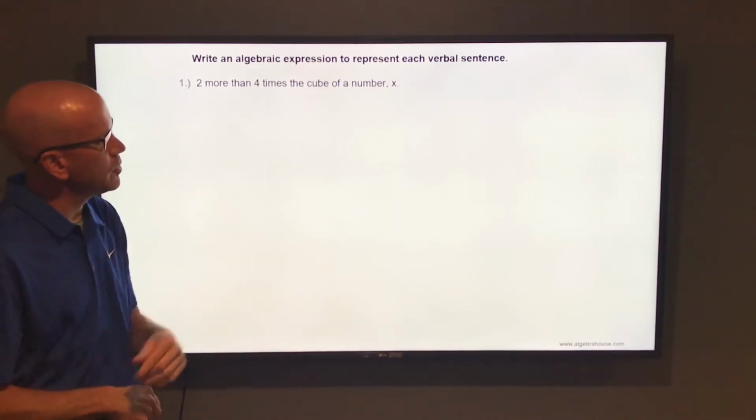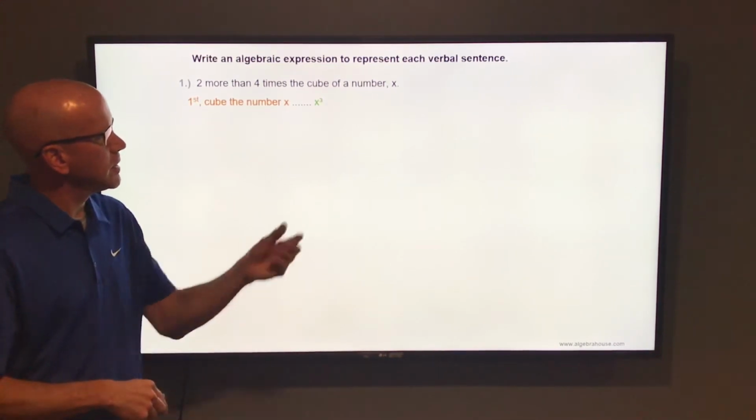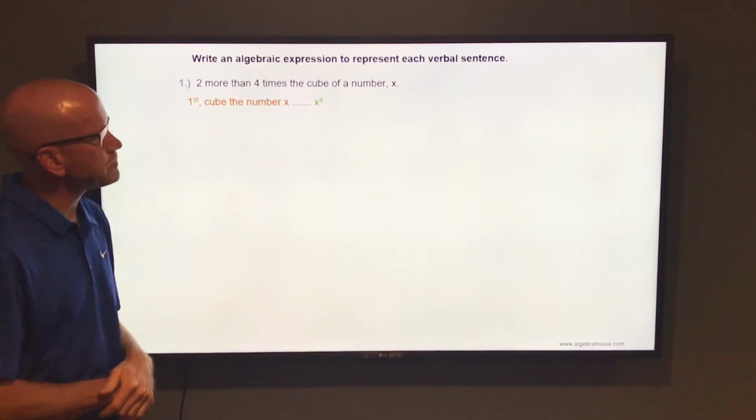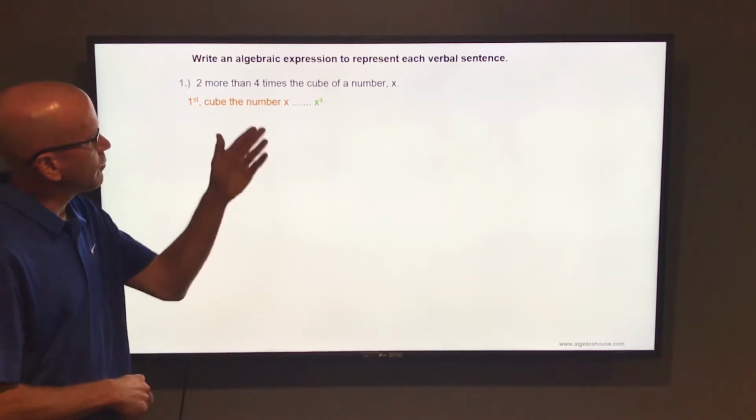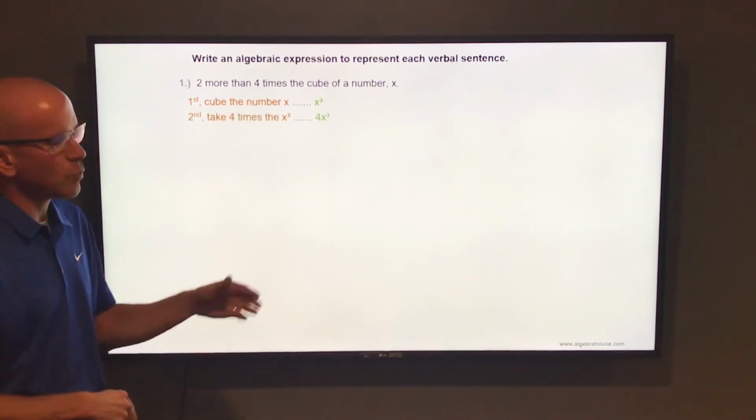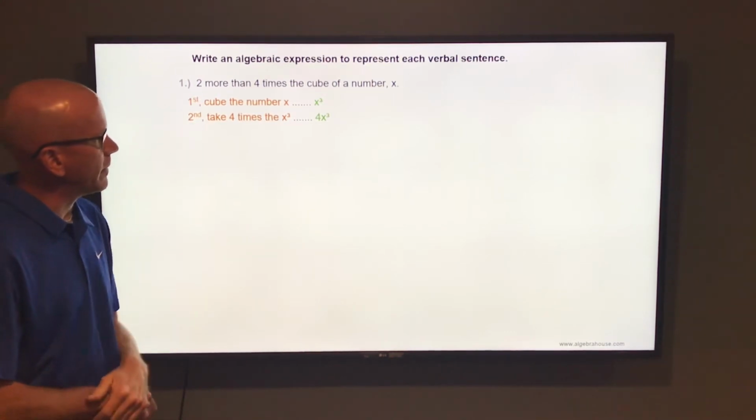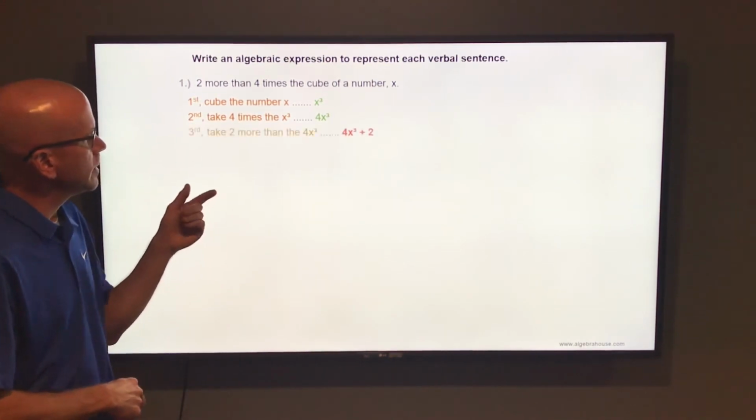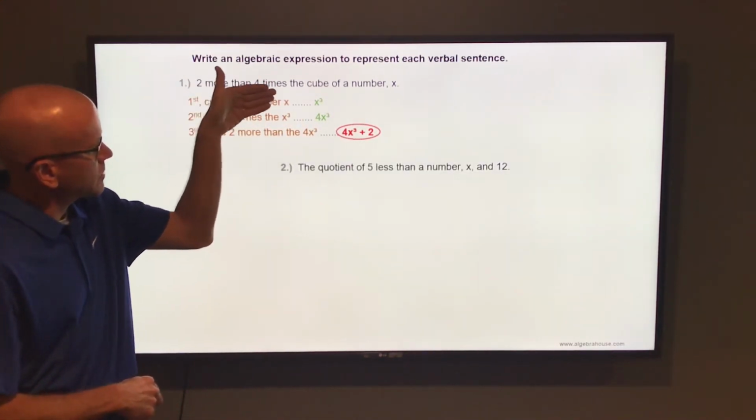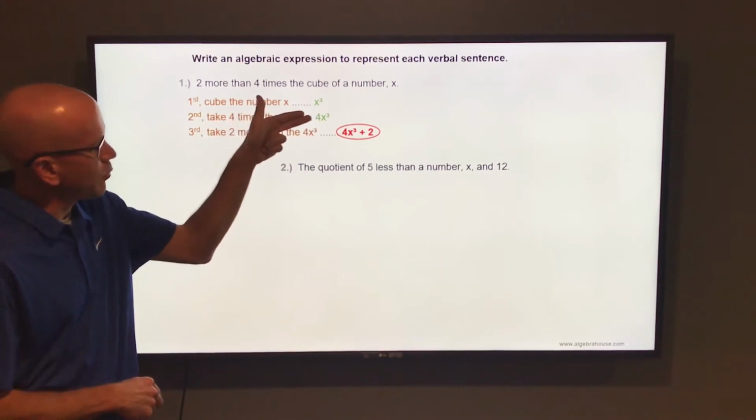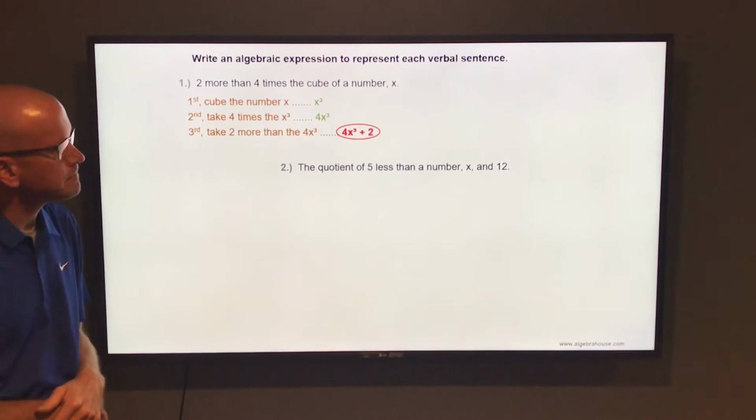We'll start with this cube of a number x. Cube of a number x, to cube the number x, just take x to the 3rd power. Then it says 2 more than 4 times that. So 4 times the cube of a number x would be 4x to the 3rd. And then we need to include 2 more than 4 times the cube of a number x. So that means 4x to the 3rd plus 2. We take cube the number x is x to the 3rd. 4 times that would be 4x to the 3rd. And then 2 more than that would be adding 2 on to it.